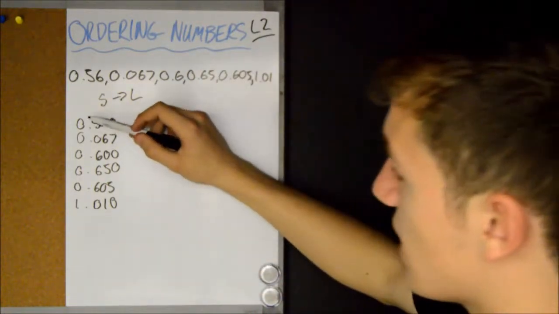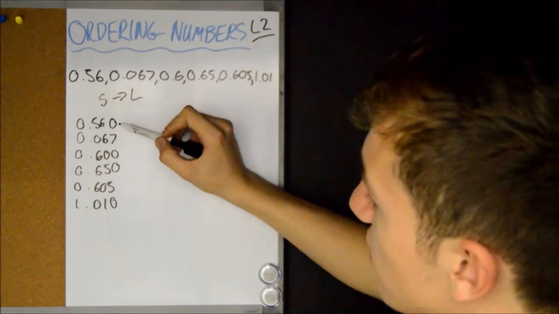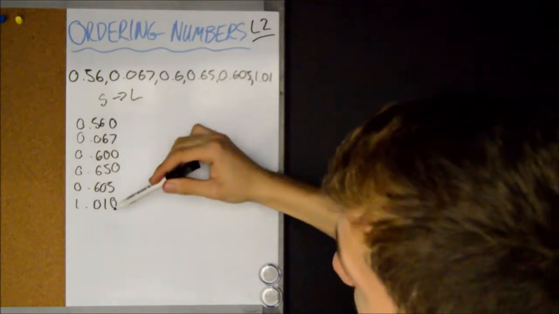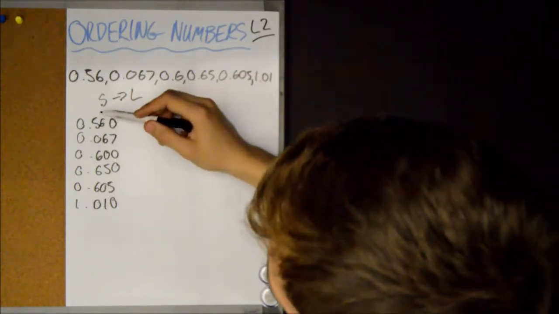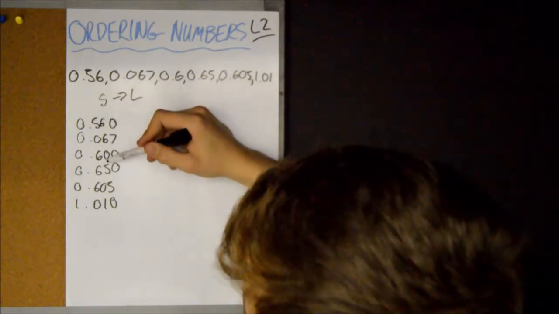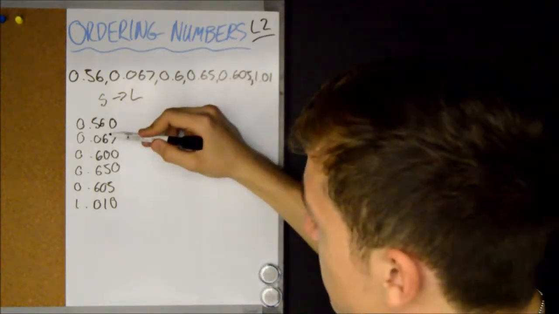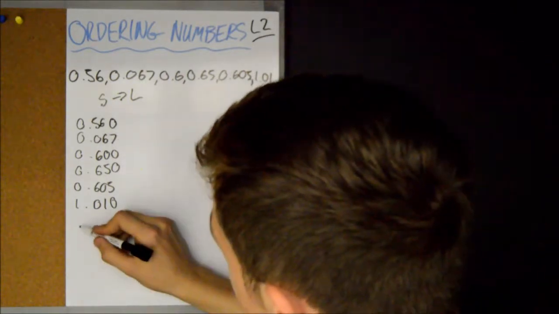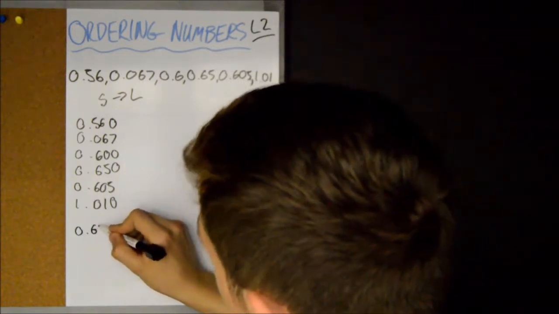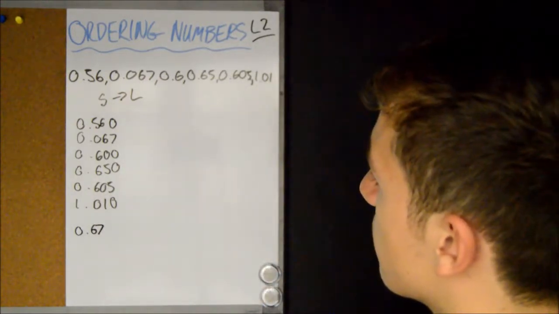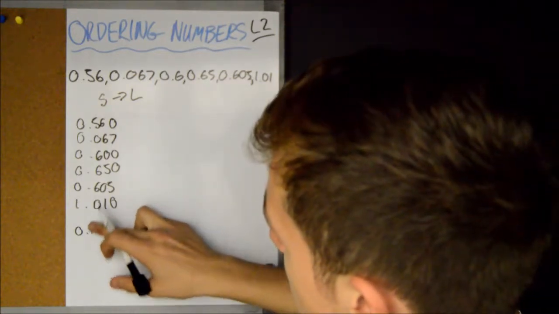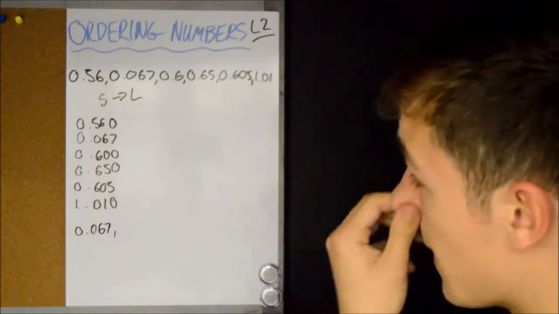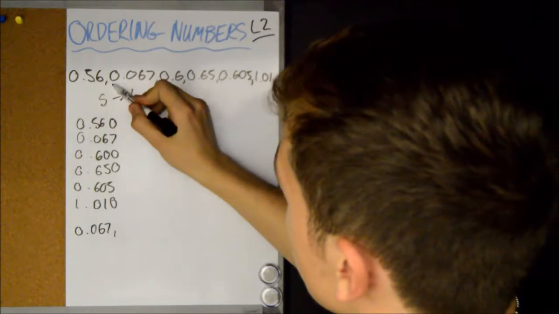And now we're going to go from the left side to the right side. So as we can see here, these are all zeros and we have a 1. 0 is clearly smaller than 1, so we ignore this. Now we go to the next column and we have a 5, 0 and 6. Clearly 0 is smaller, so it must be this number here. So we do 0.067. That's my fault. So now we can cross that one off.